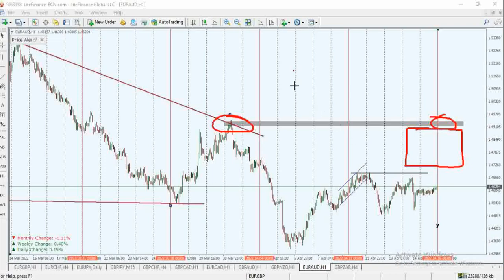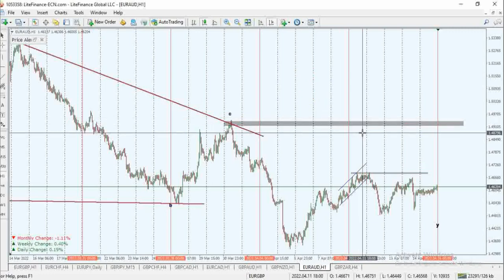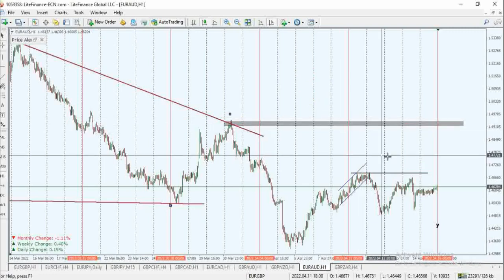Most times I take a 1:2.5 risk to reward trade, in terms of risk to reward. So I look at this one, and what I'm going to be doing first is looking at targets. What's going to be my target areas?